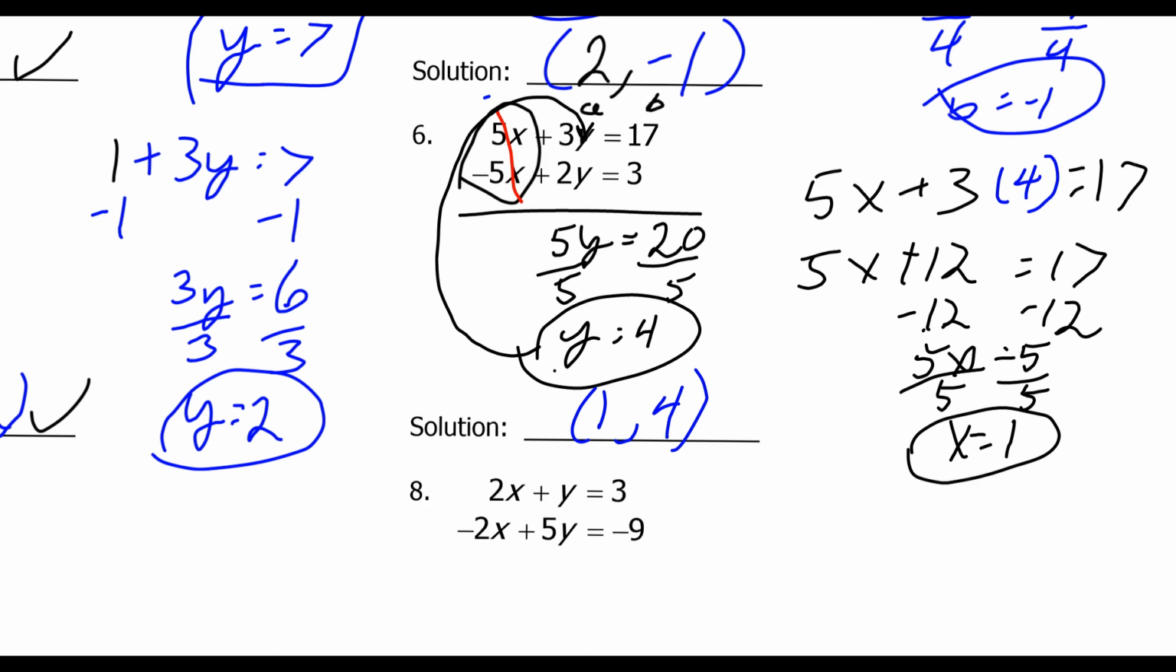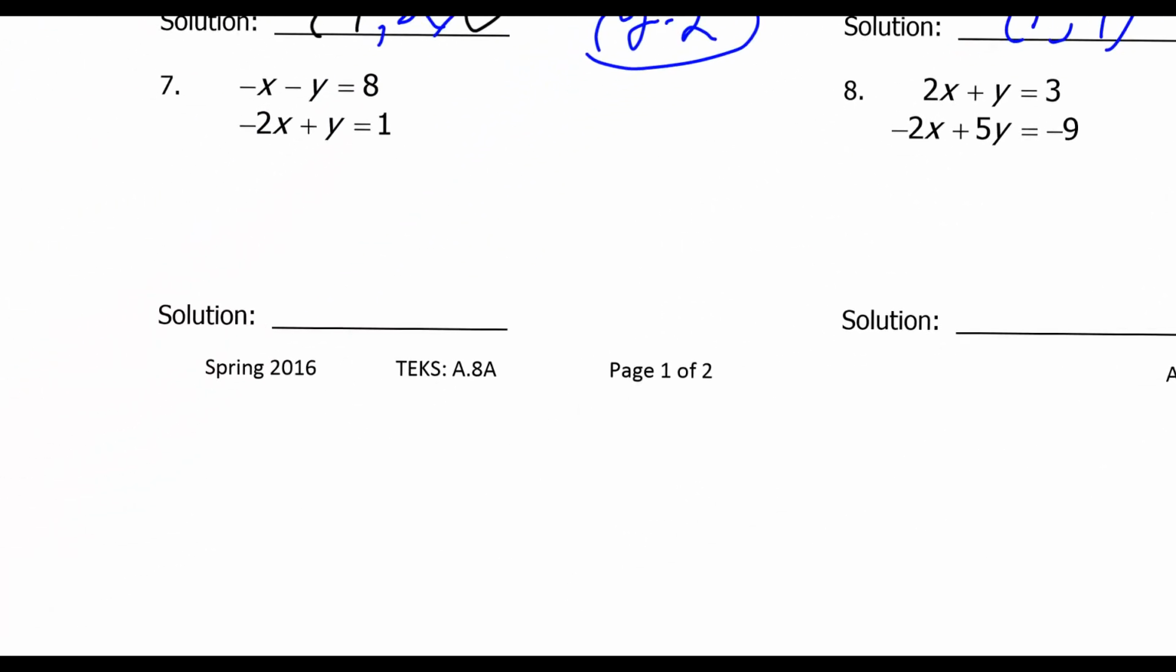Now, moving on to number 7, okay? What do y'all think we would use as our zero pair for this one?